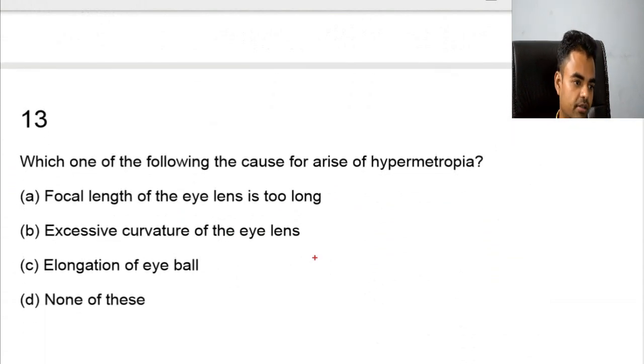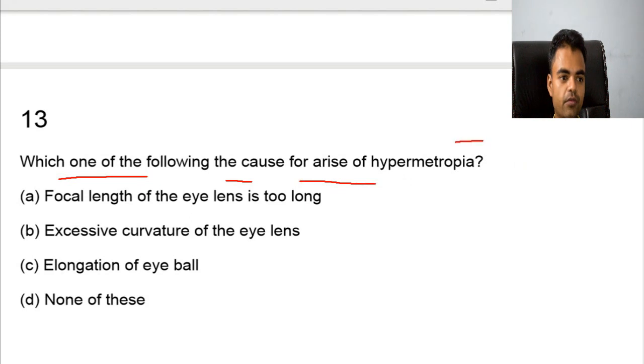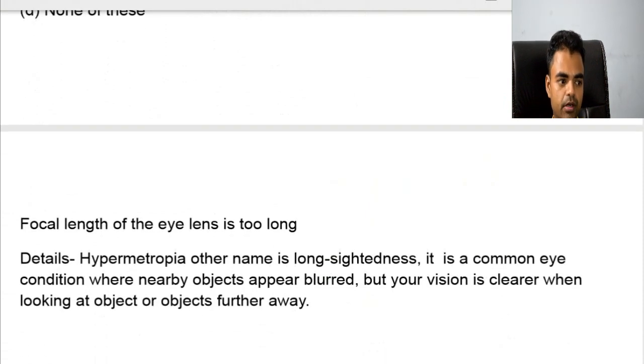Now let's come to the 13th question. Which one of the following causes the rise of hypermetropia? Hypermetropia, it is one of the diseases, right? So for this, let me tell you the answer. That is what? Focal length of the lens is too long, and we need to understand in depth about this. So what is it? Hypermetropia, other name is what? Long-sightedness. It is a common eye condition. So this is basically an eye disease in which nearby objects appear blurred.